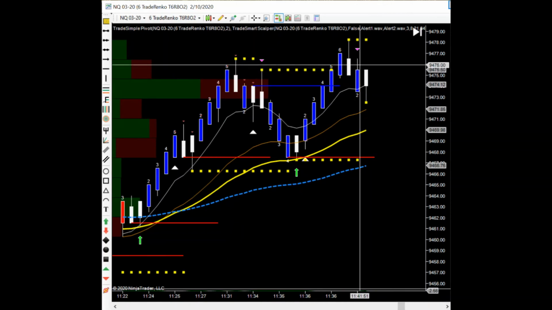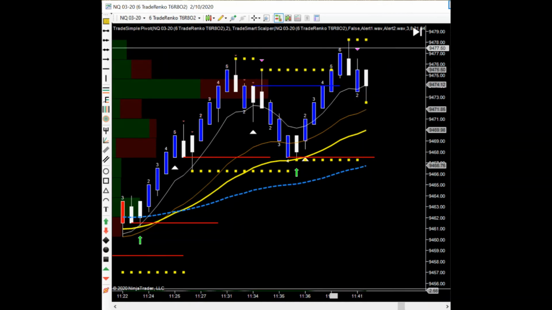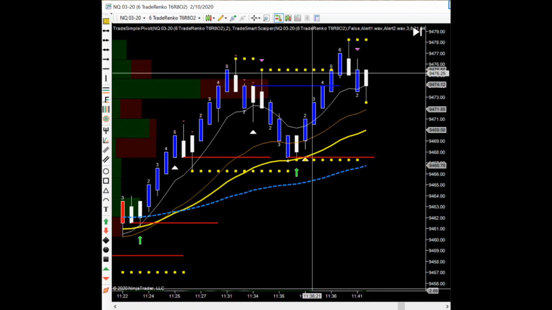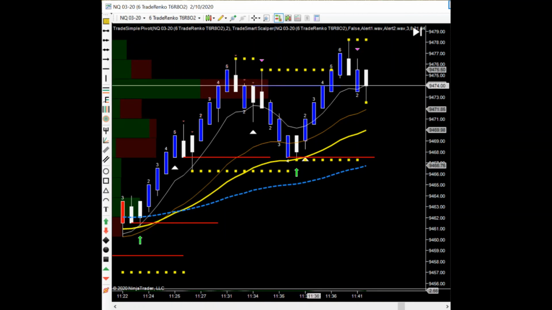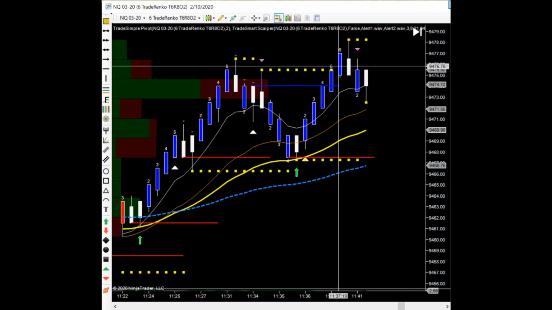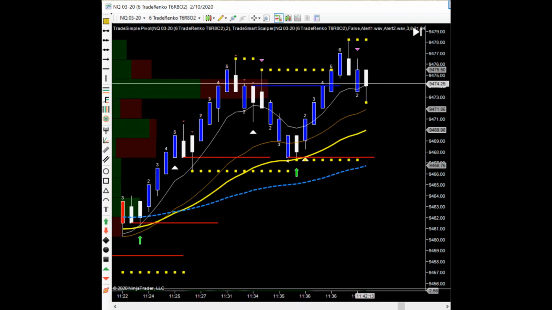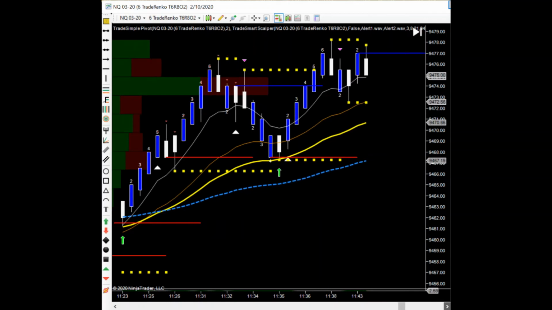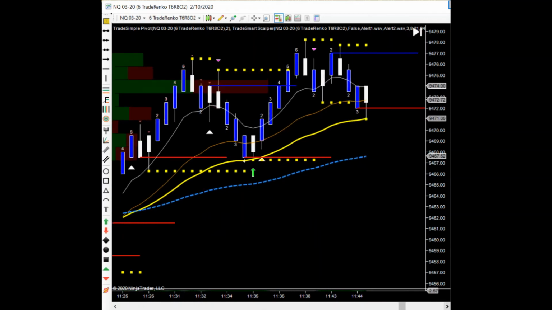Now this one I don't like for a couple of reasons. If you look at the structure to the back, it does shoot through this resistance. It does retrace back down. This bar touches the white one. The tail is not touching the line. There's resistance dots up here. I just don't like it. And it would not have won.